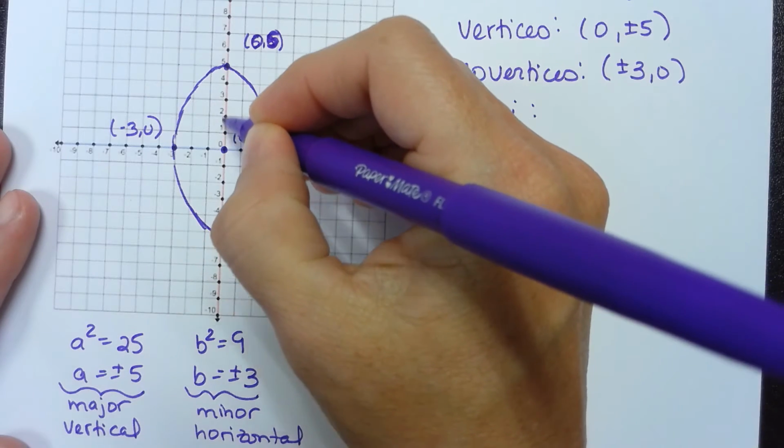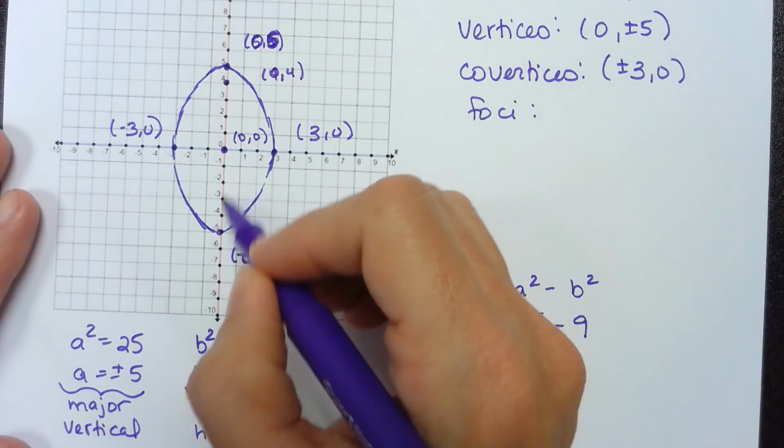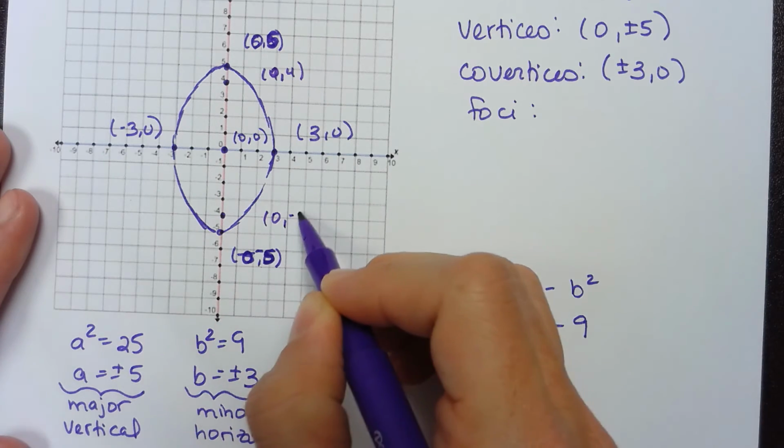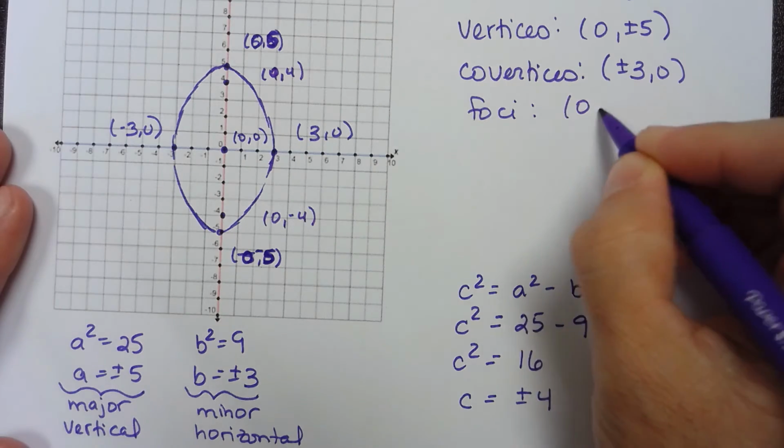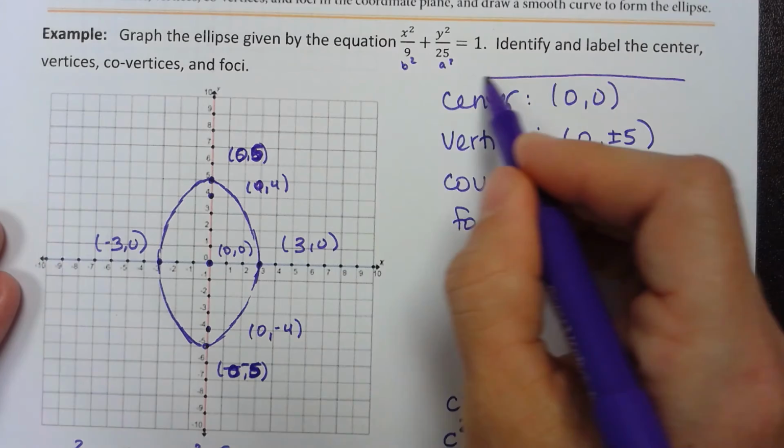So we're going to go up 4. This is the point 0, 4. And we're going to go down 4. So we have the point 0, negative 4. So we have sketched our graph and identified all the pieces.